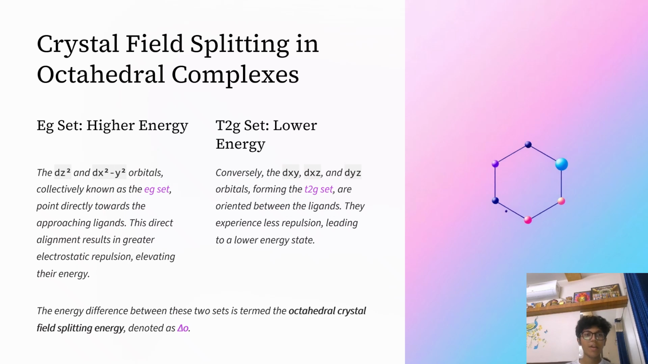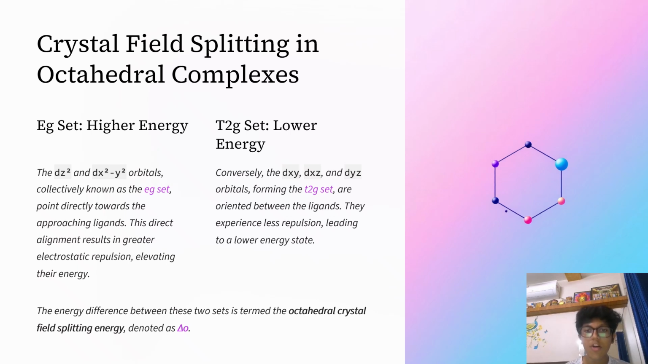Crystal field splitting in octahedral complexes, higher energy. The dz square and dx square minus y square are also called eg lobes, and the t2g lobes are dxy, dxz, and dyz. This eg set of orbitals points directly towards the approaching ligands. These direct alignments result in greater electrostatic repulsion, elevating their energy.